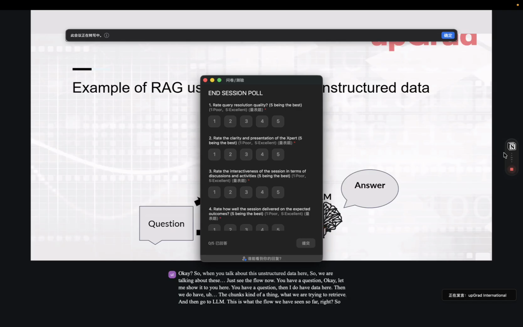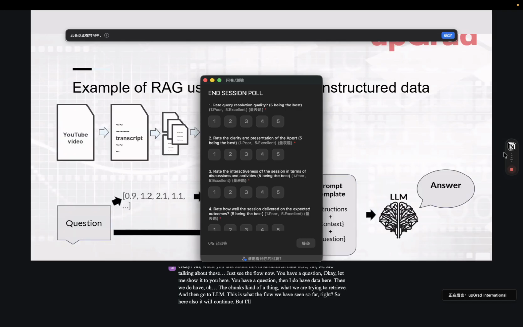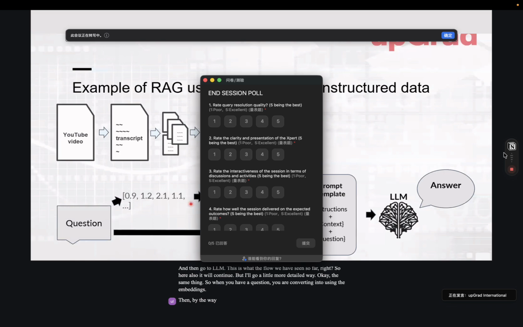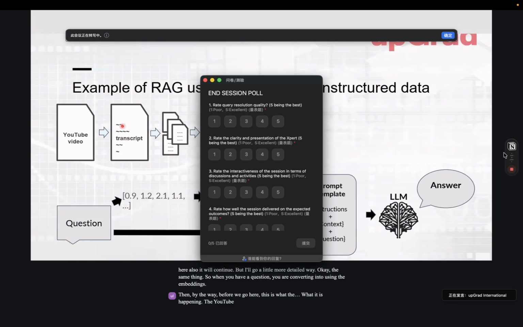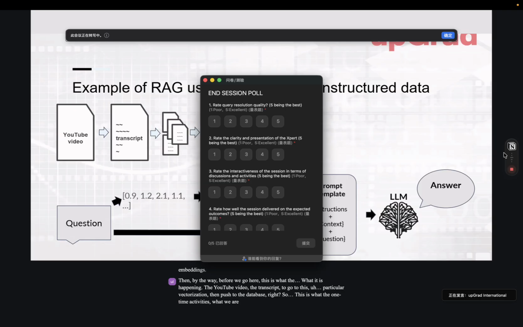So here also it will continue, but I'll go a little more detailed. Okay, the same thing. When you have a question, you are converting it using embeddings. Then, before we go here, this is what is happening: the YouTube video transcript goes to vectorization, then is pushed to the database, right? This is the one-time activity we are talking about.